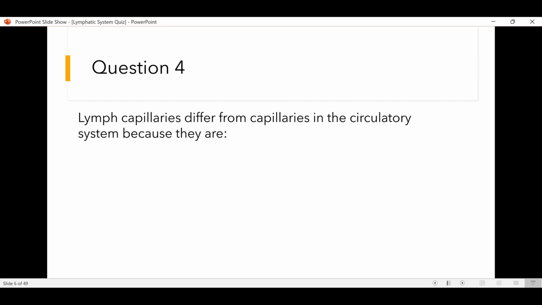Question 4. Lymph capillaries differ from capillaries in the circulatory system because they are shorter, open-ended, longer, wider.